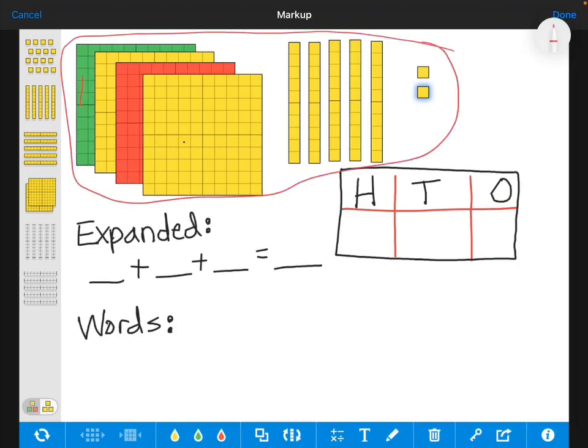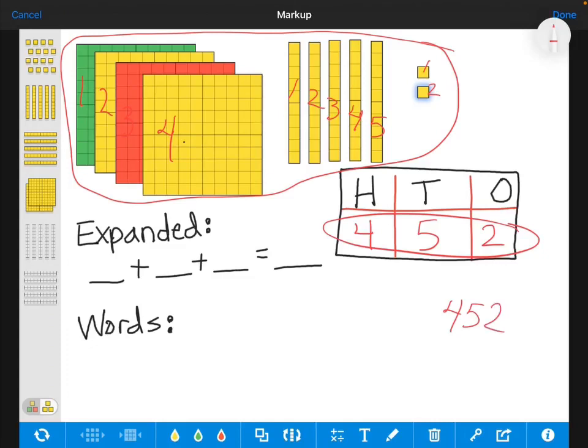And I've got 1, 2, 3, 4 hundreds. I'm going to go ahead and put that in my chart. I have 1, 2, 3, 4, 5 tens, and I'll put that in my chart. And I have 1, 2 ones. So I'm going to put that in my chart. I can see my three-digit number is 452. I forgot to tell you, this is the standard form. The standard form is 452.